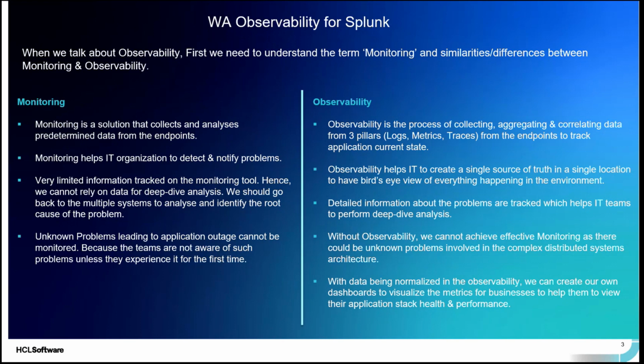So what if there are unknown problems which can cause an application outage, which are not being monitored? All these unknown problems will be tracked using the observability solutions. Using the monitoring tool, we are going to get only limited information, and hence we cannot rely on the data for deep dive analysis, and we have to go back to multiple systems to analyze and identify the root cause of the problem, right?